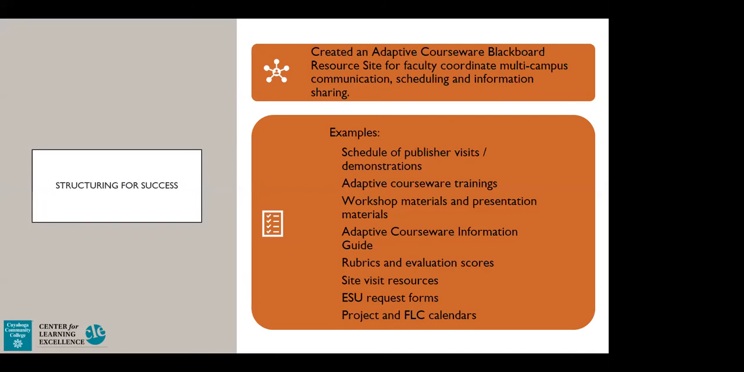So then faculty, if they couldn't attend one visit, they could meet with that representative if they were going to be on campus again, because we are 4 different campuses spread throughout Cuyahoga County. So it was possible that they could be visiting Tri-C, but going to a different part of the city or a different campus. We also created some adaptive courseware trainings for faculty and helped them create some different workshop materials that we could provide to them. We'll talk about the adaptive courseware guide that we created next, but you can see some of the other things that we helped faculty create and also put within that Blackboard site.